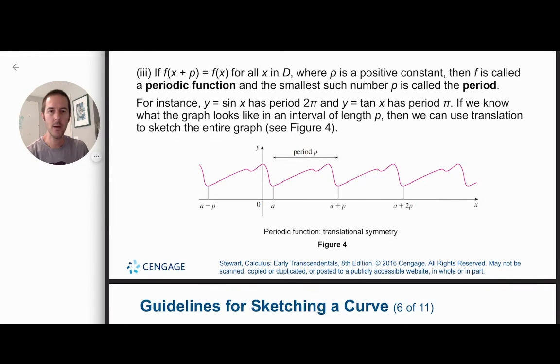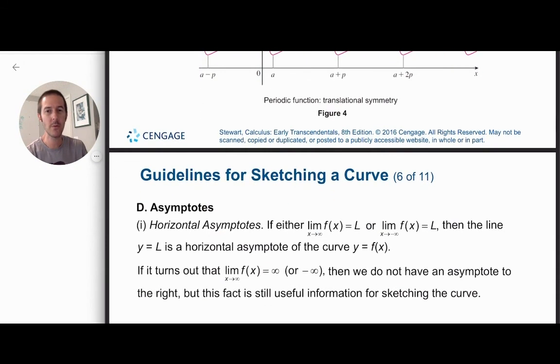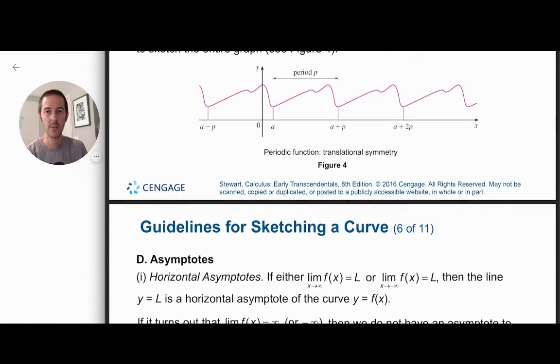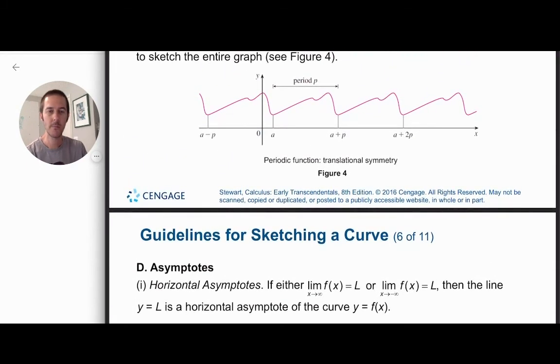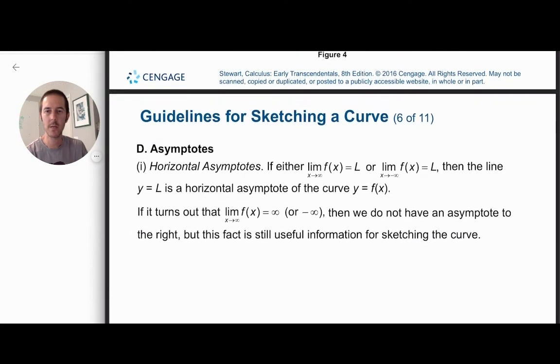Here's an example of a less typical, perhaps, periodic function, and you can see that one segment of this graph, denoted by a period of p, can be repeated and occurs over and over again. I've never heard of a periodic function referred to as having translational symmetry, but I like that. If you translate it to the right p units, you have the same image again, much like copying and pasting to the left and to the right.